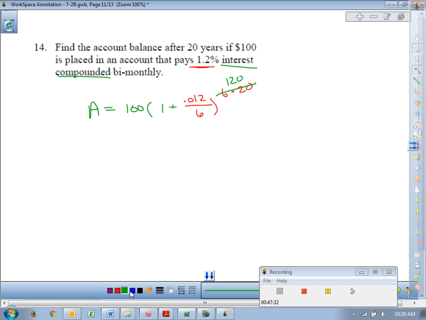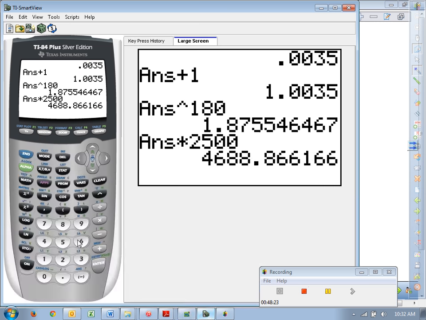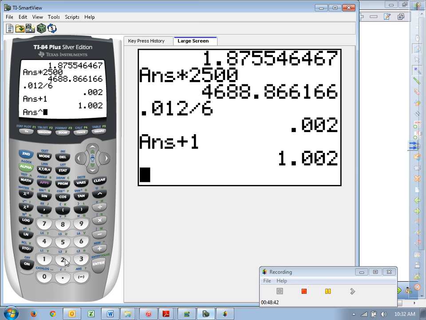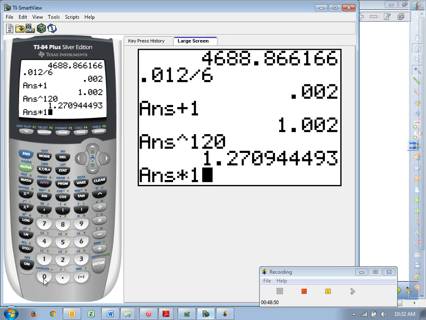What are we punching in? This first. 0.012 divided by 6. Really, really small, right? What do you got to do to that? Add 1. Cool. It is going to grow, right? Isn't that number more than 1? It ain't much more than 1, though. Then raise it to the 120th power, right? Hey, times 100. $127.09.